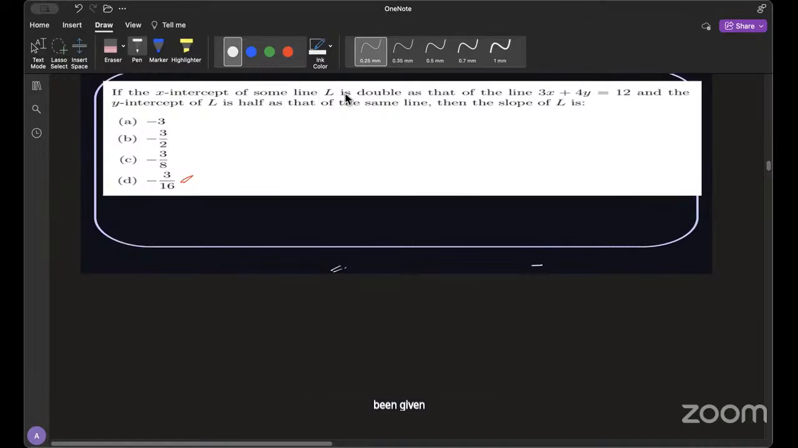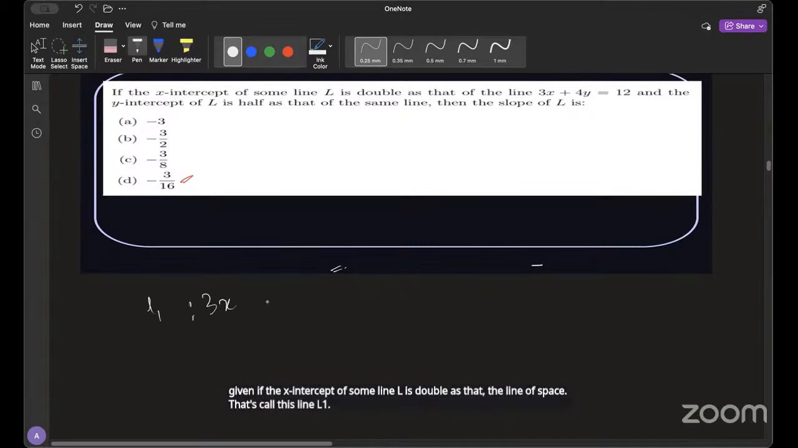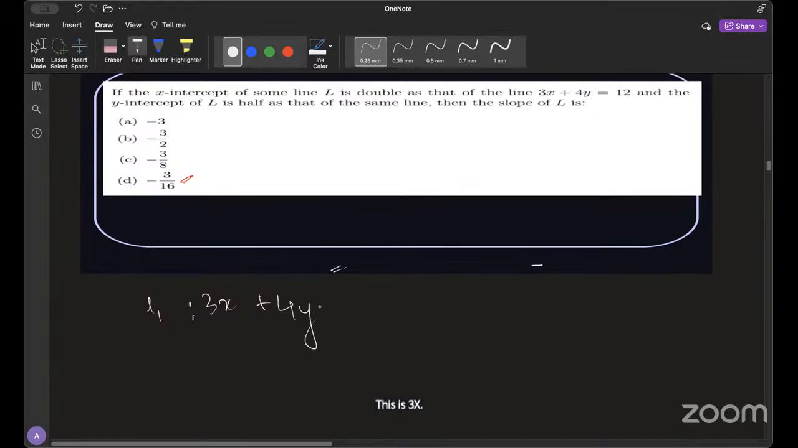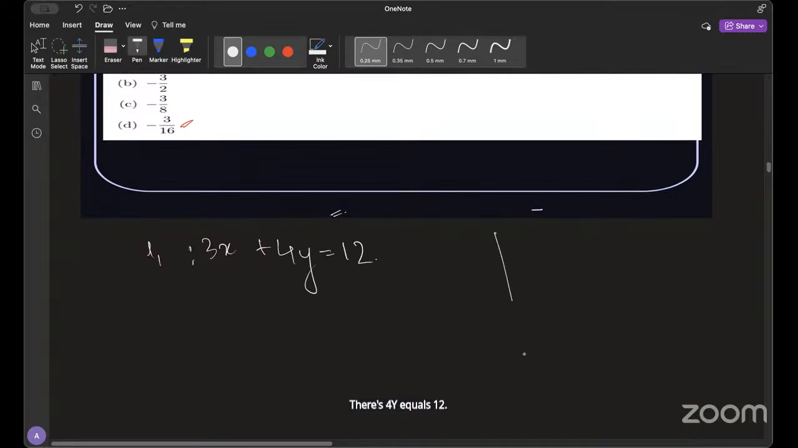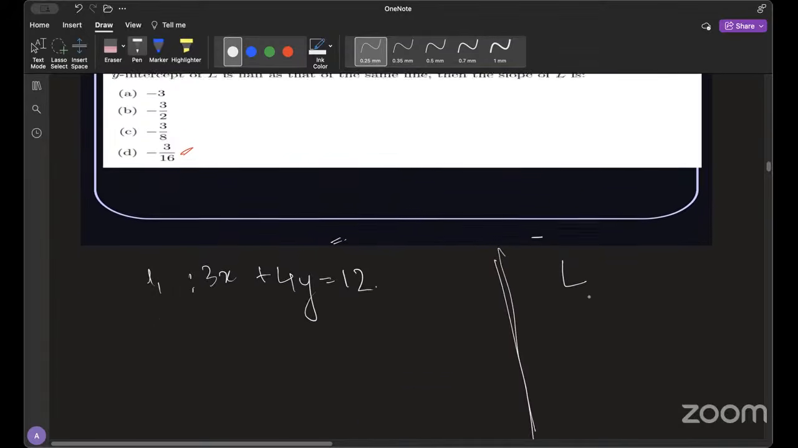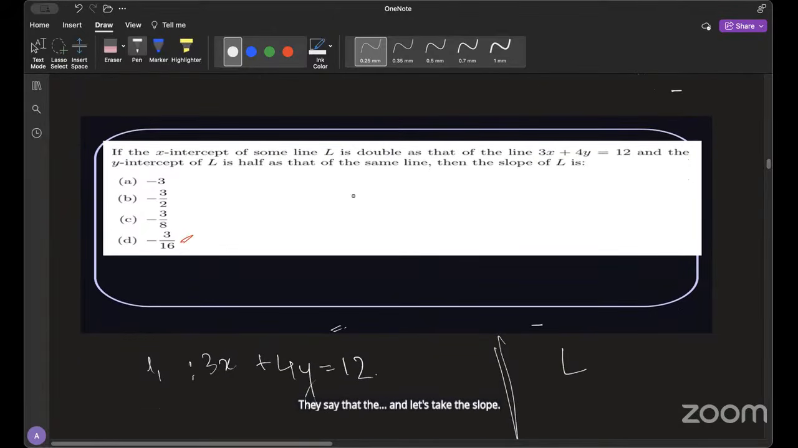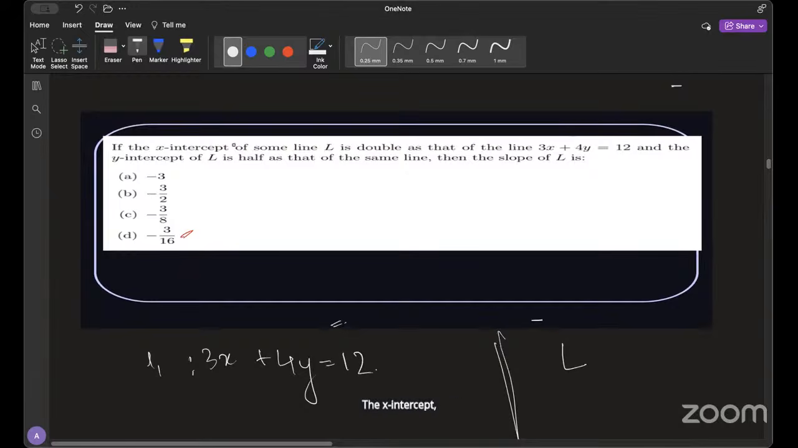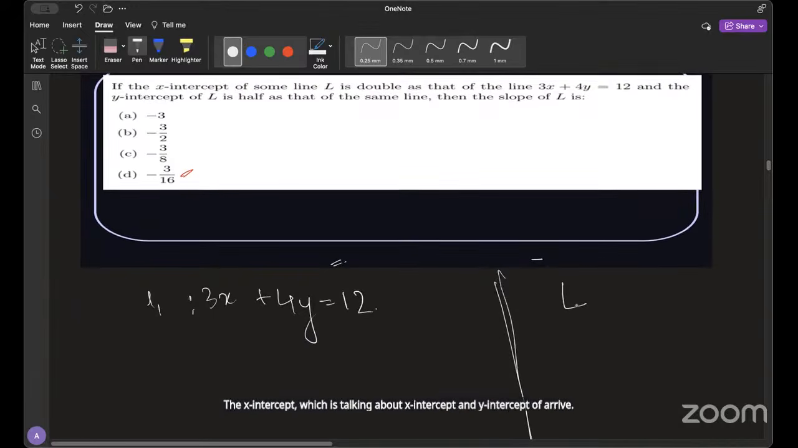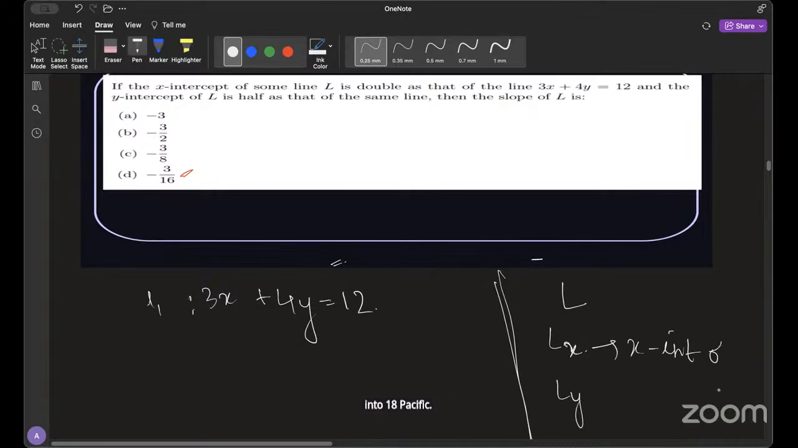Given that the x-intercept of some line L is double that of this line. Let's call this line L1. This is 3x plus 4y equals 12. They say that, and let's take the x-intercept, because they're talking about the x-intercept and y-intercept of L. This capital L is a line. Let's denote the x-intercept of this by Lx and the y-intercept as this. This is the x-intercept of L.